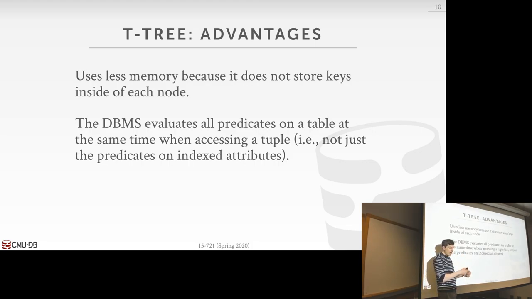If I have a where clause where A equals 1 and B equals 2, and my index is only on A, in a B plus tree, I would just do the traversal and only look at A because that's the only thing I can see inside my index. Then I have to do the lookup on the tuple, then evaluate B. But in a T-tree, you could do that all at once. While I'm looking at the tuple for A, might as well look at B. So you could potentially end up throwing out tuples more quickly than you would otherwise.